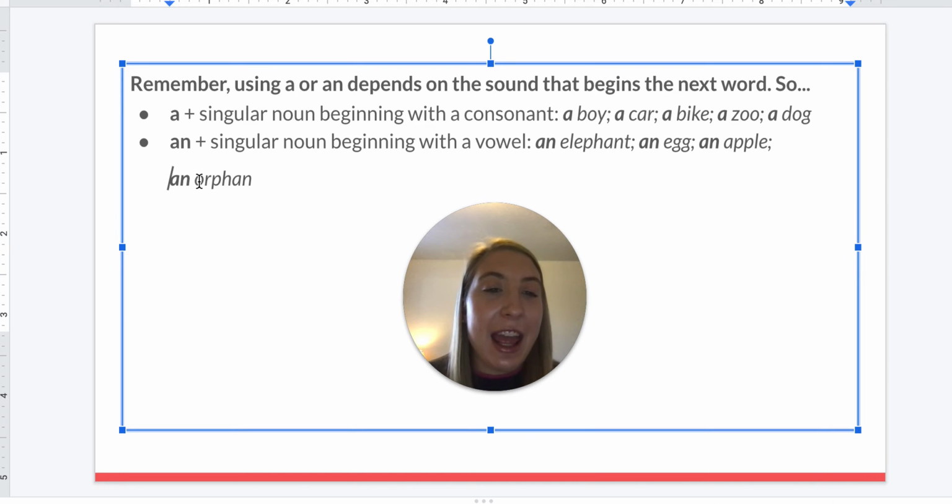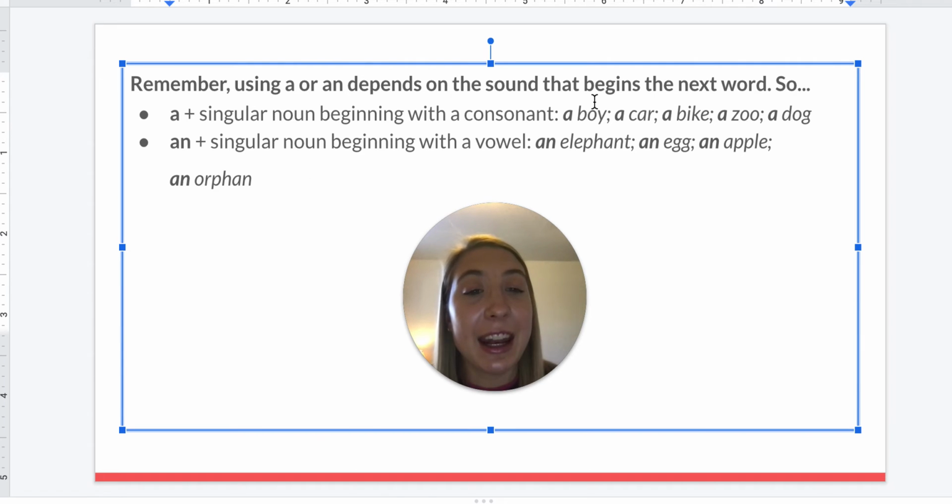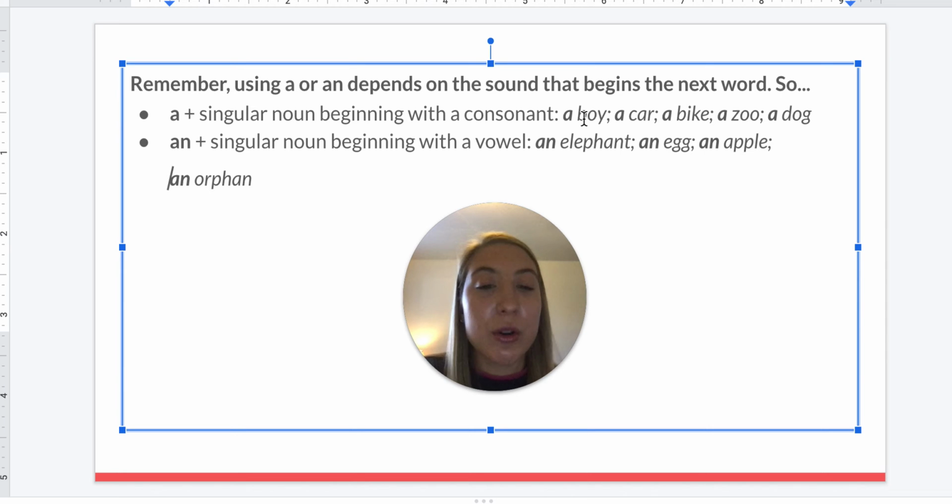Because if I said a apple, it wouldn't make as much sense. When we say it, we have to make sure that it makes sense. If I say an boy, adding an in front of boy, that just doesn't sound right. So when you're reading and doing your homework, make sure to read your sentences, and if you don't feel comfortable, read it out loud and see if it sounds right when you're saying it.